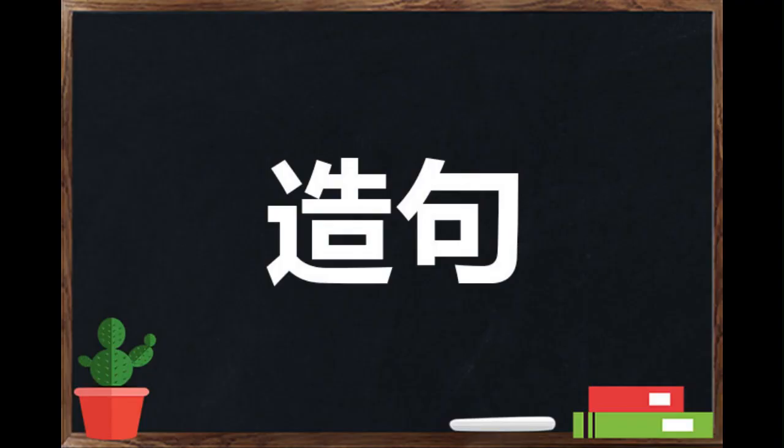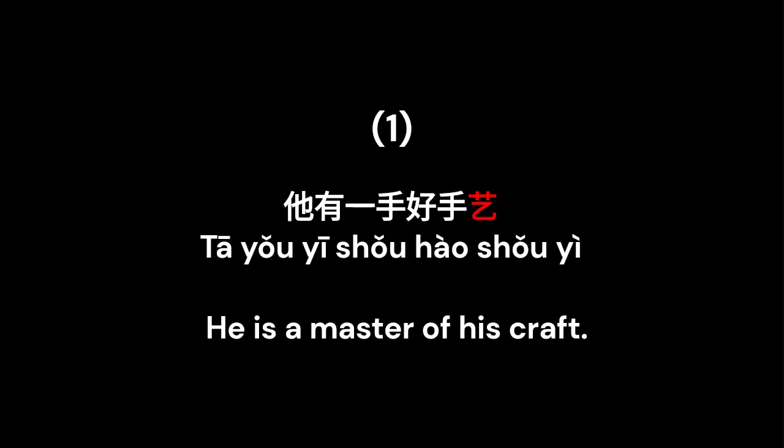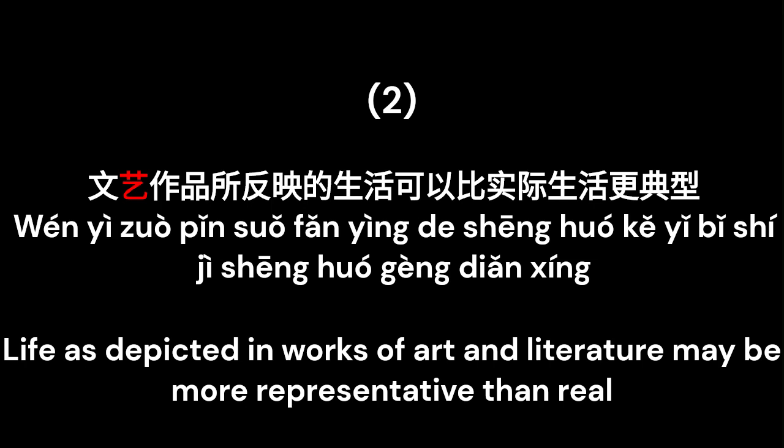Now let's try a sentence. 他有一手好手艺. He is a master of his craft. 文艺作品所反映的生活可以比实际生活更典型。Life as depicted in works of art and literature may be more representative than real life itself.